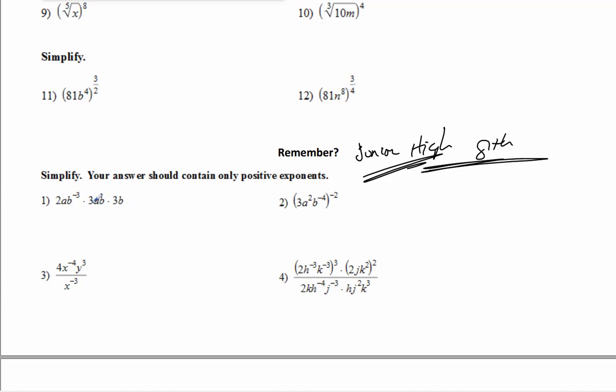2 times 3 times 3, multiply them together. That's 9 times 2 is 18. And then I'm going to add the exponents. A plus, no more a, so it's a squared. And then for b's, I get -3 plus 1, that's b to the -1.